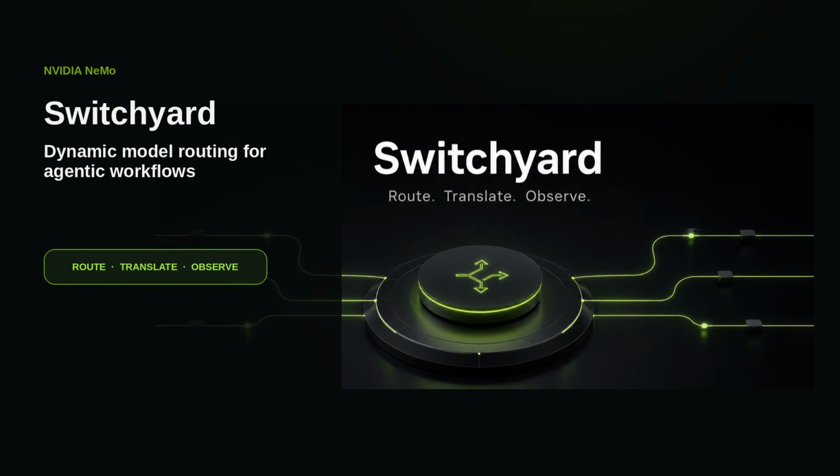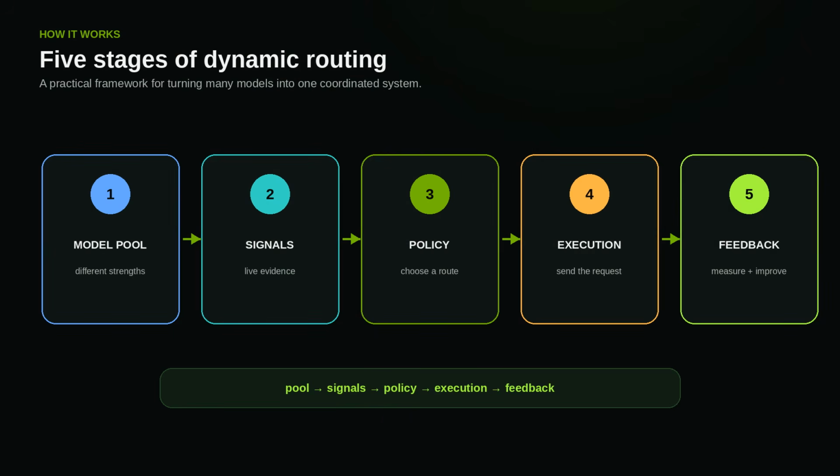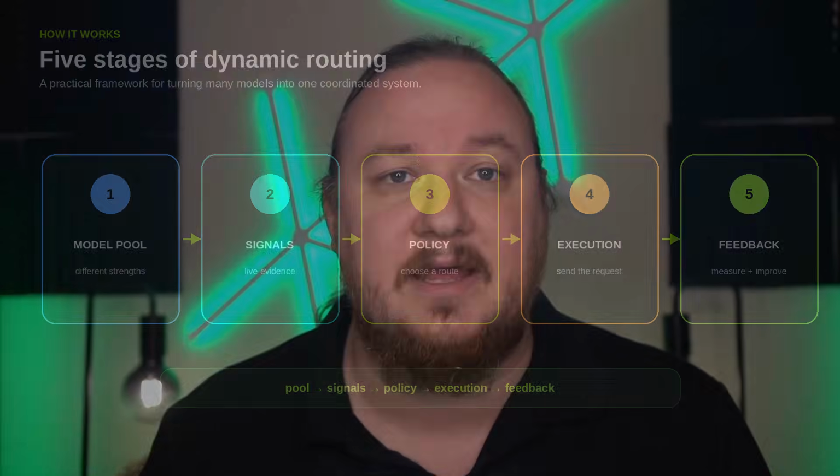It routes dynamically. It's going to read the live context, the state of the agent, tool results, progress, and difficulty to pick the right model at every step. Under the hood, Switchyard takes a few components. It's going to take a model pool, some signals, a decision policy, more on that in a second, an execution layer, and a feedback loop. Let's take that down step by step.